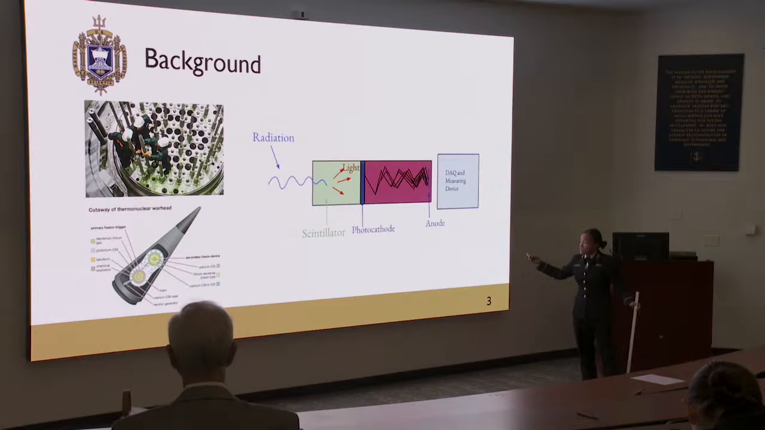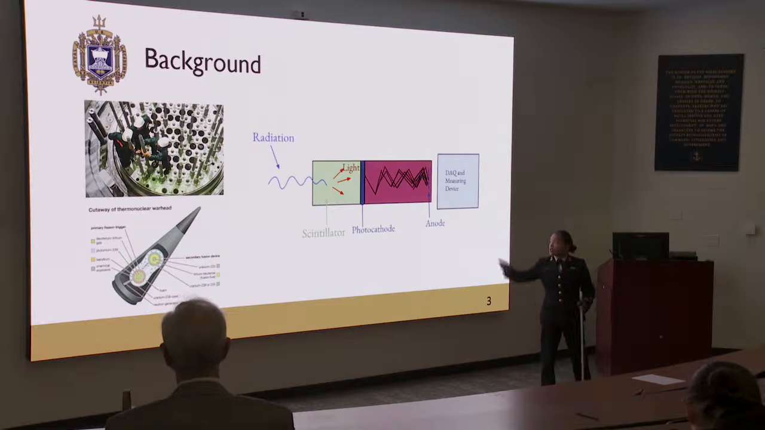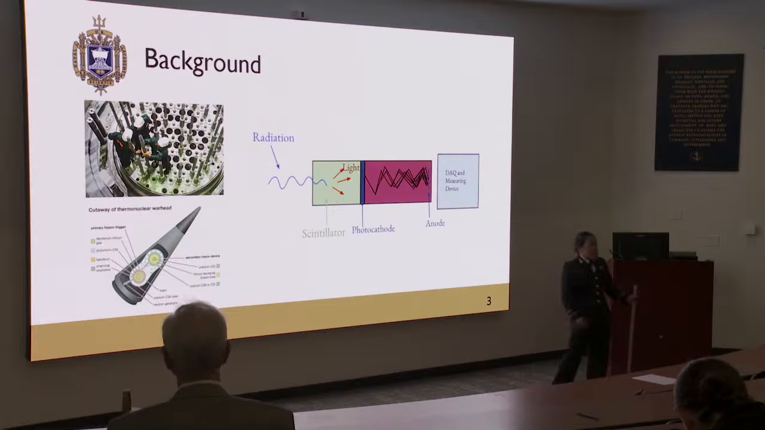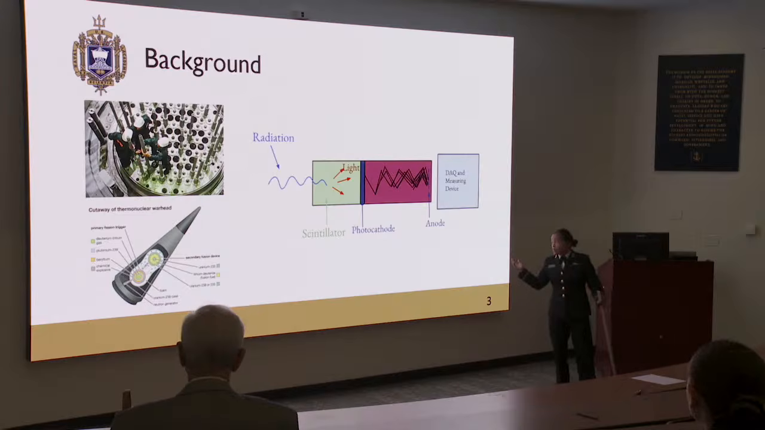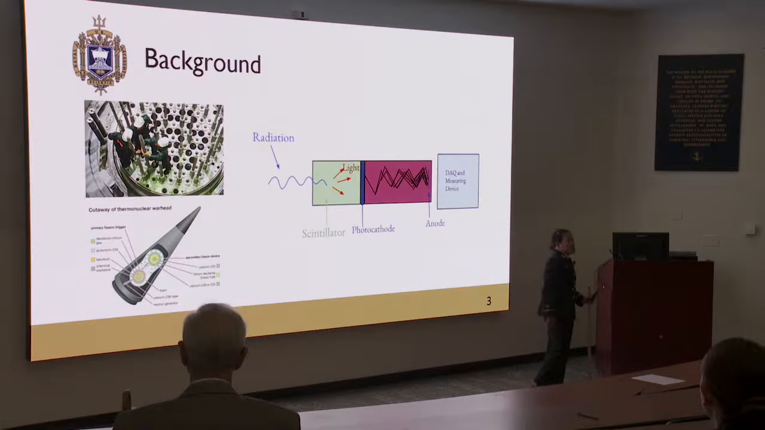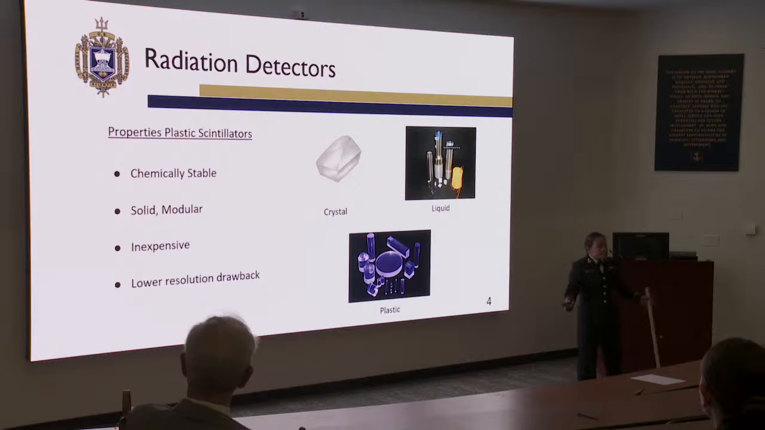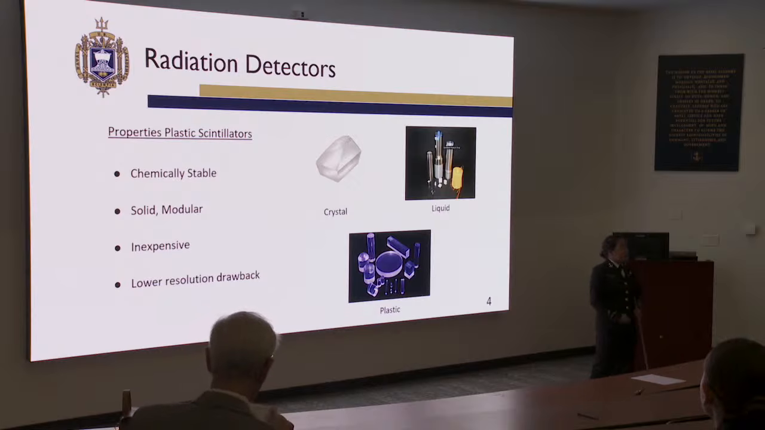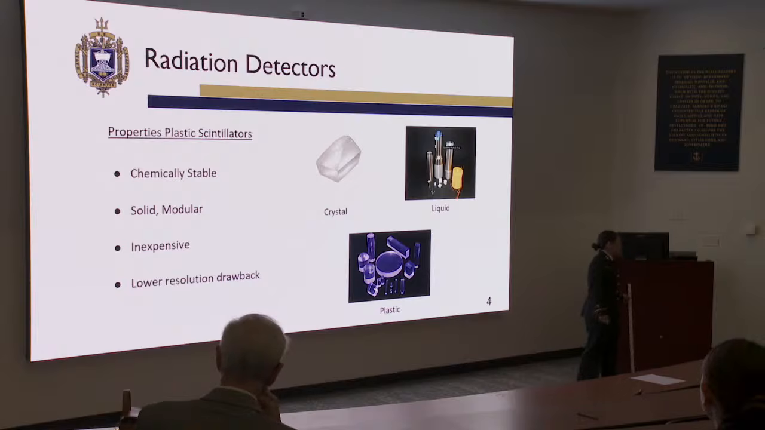The way a scintillator works is the radiation will interact with the material, or the scintillator, and that releases light. This light then propagates through the photomultiplier tube, and then reaches the computer where we analyze it. There are three types of radiation detectors: gas, semiconductor, and scintillators. Scintillators are used for this non-proliferation purpose.